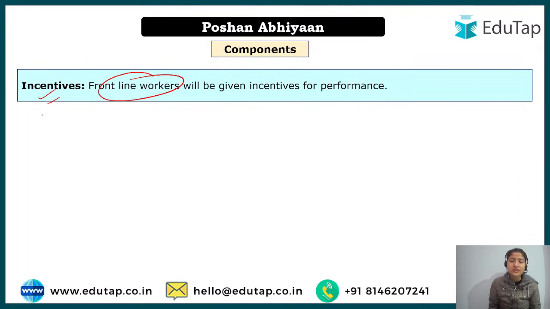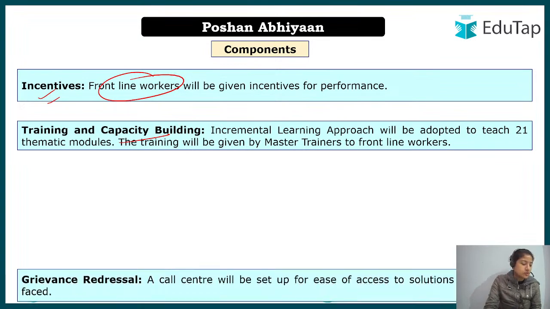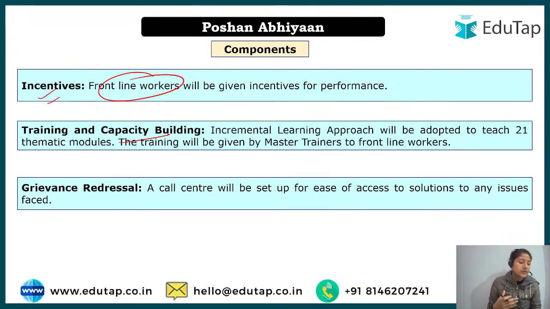Who are the frontline workers when we're talking about lactating mothers, pregnant mothers, right? And also the children. So we are talking about ASHA workers, Anganwadi workers, and the doctors that are dealing with the pregnant women, right? So the incentives will be given to them. Training and capacity building will also be done of these frontline workers, so that they can properly propagate the awareness that needs to be shared among all the targeted audience.